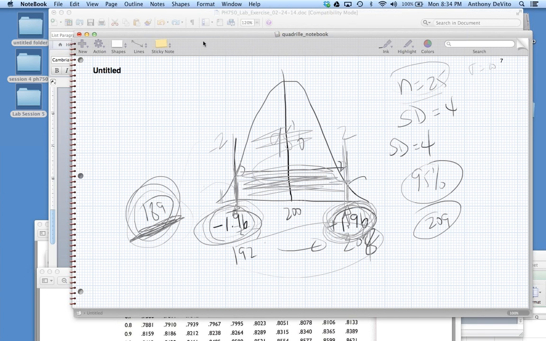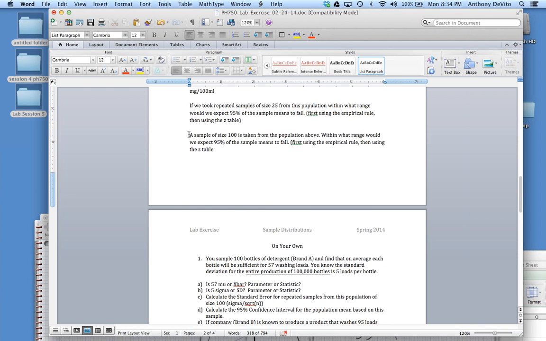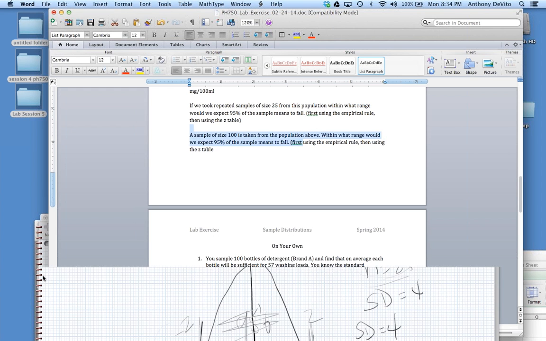Okay, so now let's go back and take a look at the next part of this problem. A sample size of 100 is taken from this population. What range would we expect 95% of the samples to fall in? I'm only going to do it one way. Well, it doesn't matter. We can do both ways.